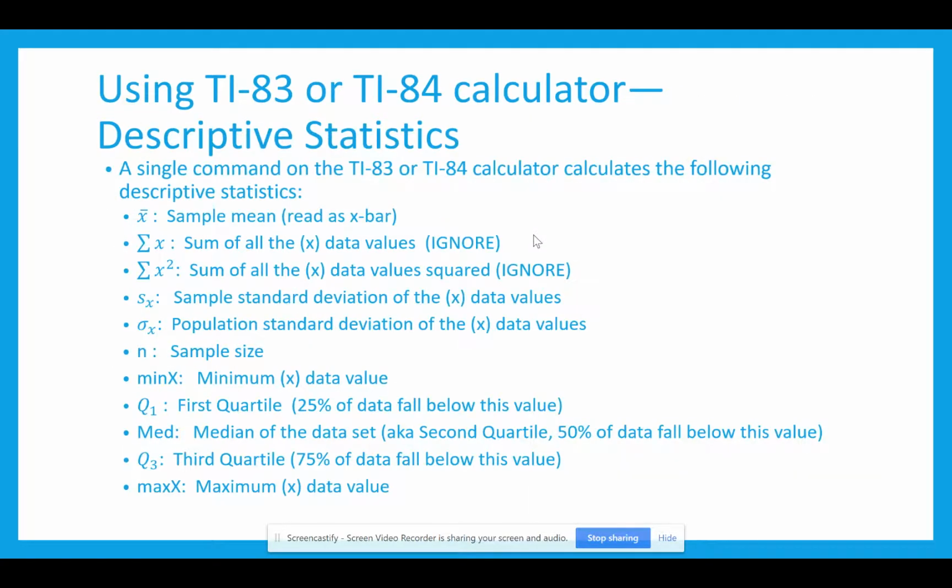With a single command that I'm going to show you in just a minute, the calculator calculates virtually all of the descriptive statistics you need. It gives you the sample mean, the sample standard deviation, the population standard deviation, the sample size, the minimum, the first quartile, the median, the third quartile, and the maximum.